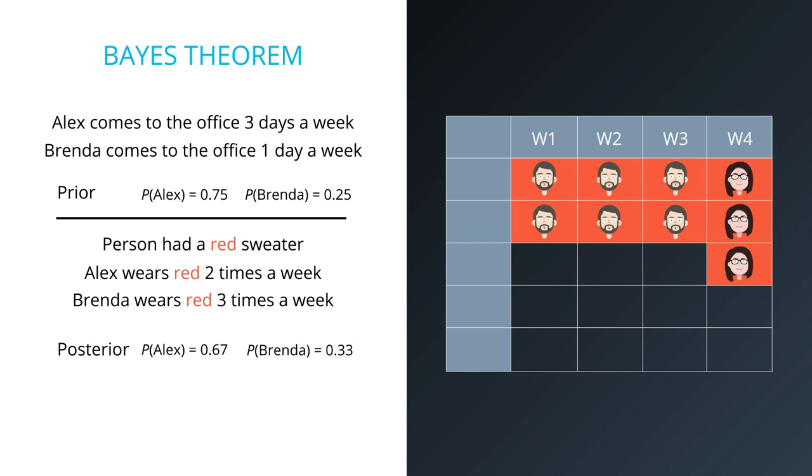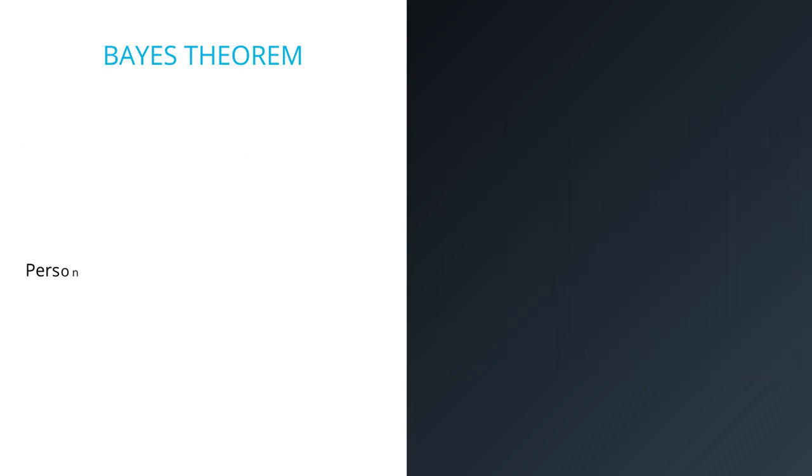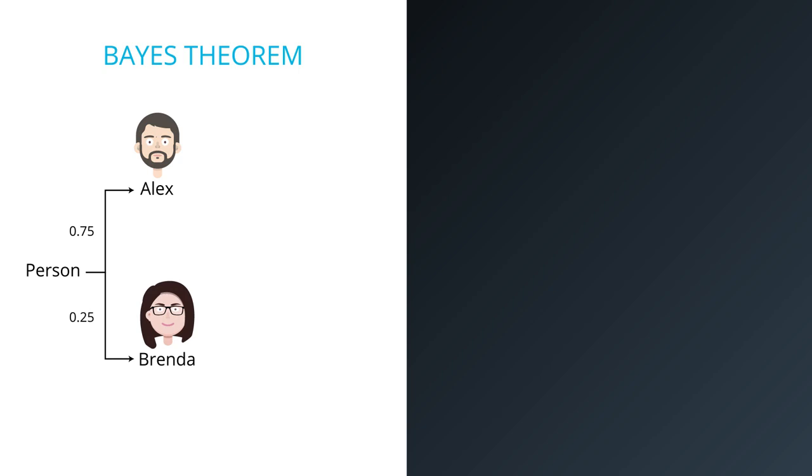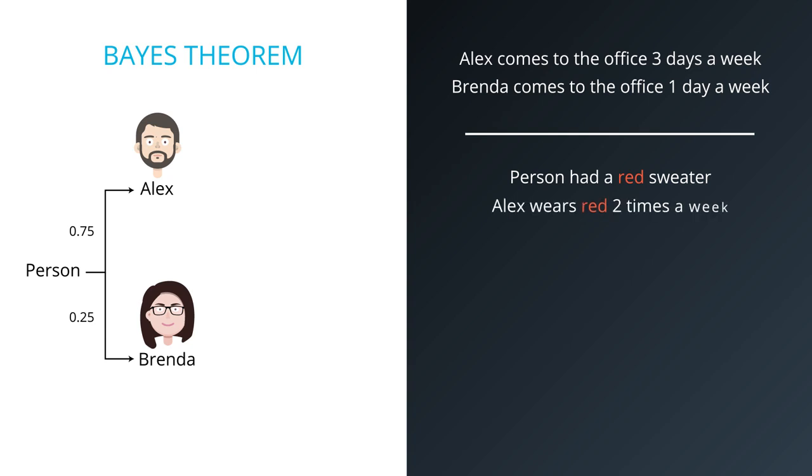So it looks like we did a little bit of magic. Let's do this again in a more mathematical way. We saw a person, and initially all we know is that it's Alex with a 75% probability and Brenda with a 25% probability, since Alex comes to the office 3 times a week and Brenda once a week. But now new information comes to light, which is that the person is wearing a red sweater, and the data says that Alex wears red 2 times a week.